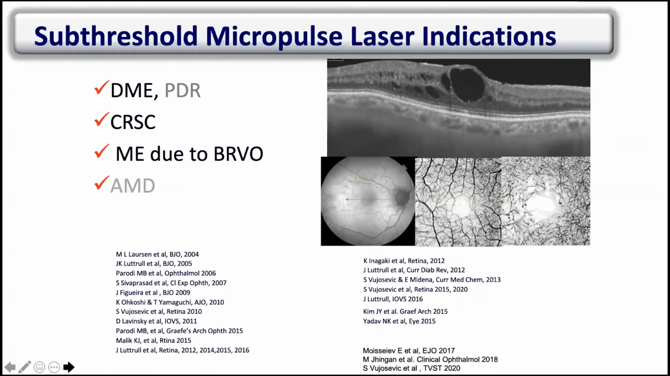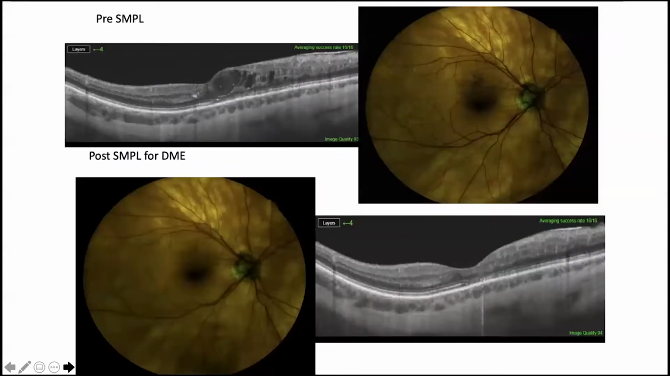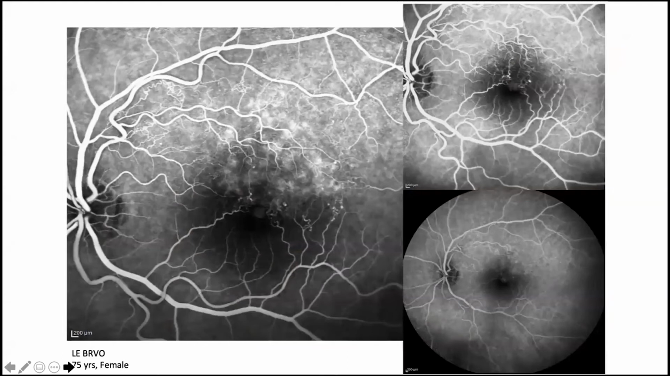So what are, let's say, the current indications for the subthreshold micropulse laser? Definitely diabetic macular edema, central serous chorioretinopathy, also macular edema due to branch retinal vein occlusion. And here I will show you just a case of diabetic macular edema. You can see here before subthreshold micropulse laser, and this is 4 months after, so the edema decreased, or also this case of macular edema due to the branch retinal vein occlusion.